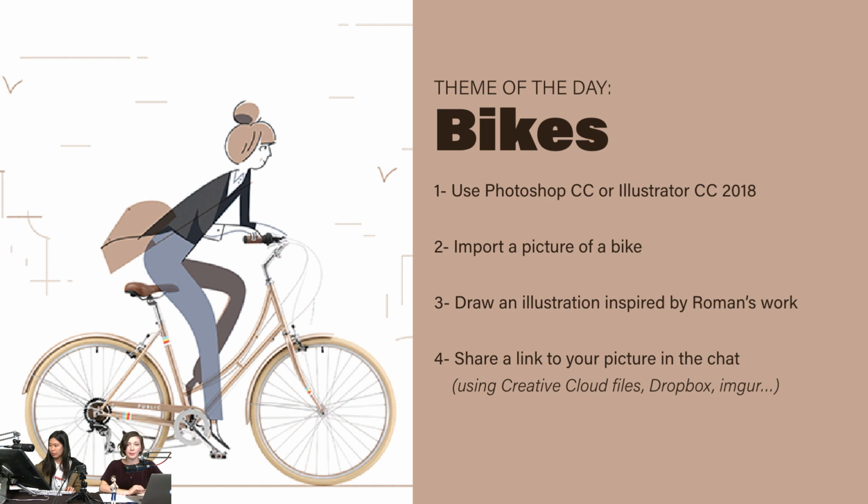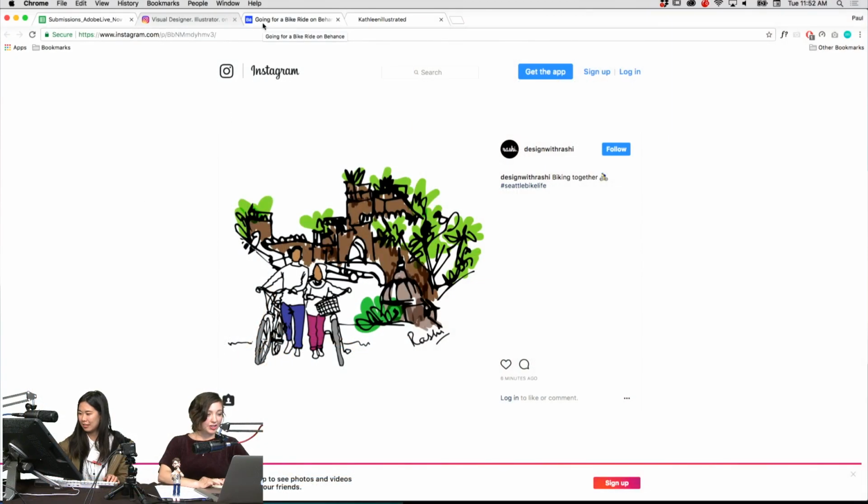We actually have a couple of entries so far. We have one from Design with Rashi, showing up on the screen right now. Awesome. I really love it, it reminds me of a travel journal. Like something you would draw, maybe fill in with some watercolor brushes. Nice. Seattle Bike Life, hashtag. I like how minimal it is. Yeah, but it definitely tells a story.